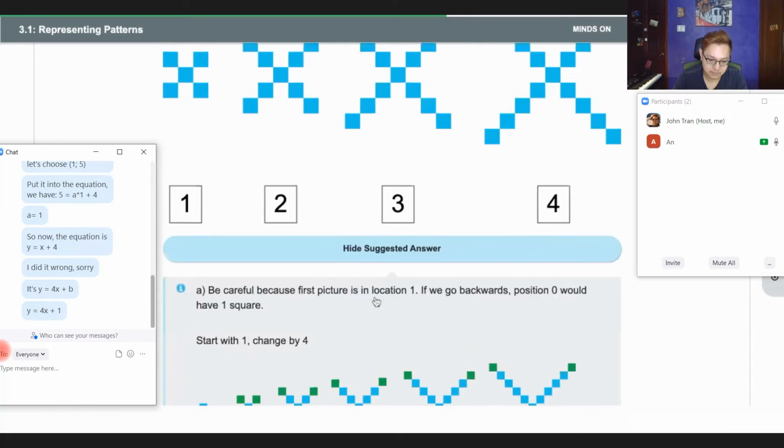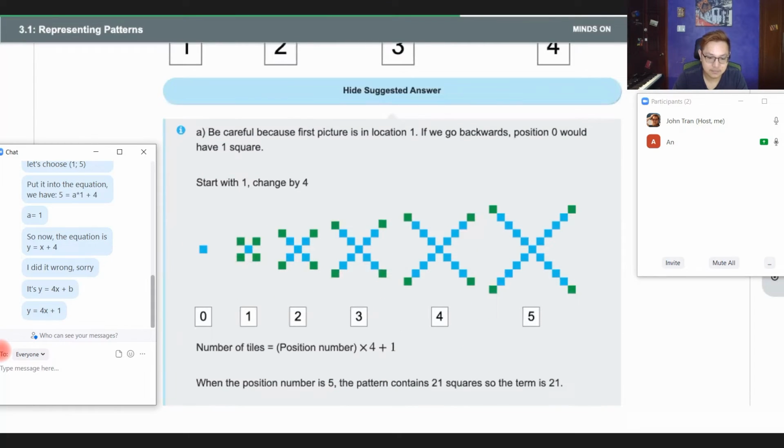So the suggested answer is the position number times 4 plus 1. So it should be the number of tiles equals the position number multiplied by 4 plus 1. So start with 1 and then just change by 4 each time.